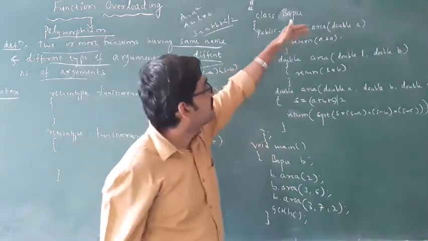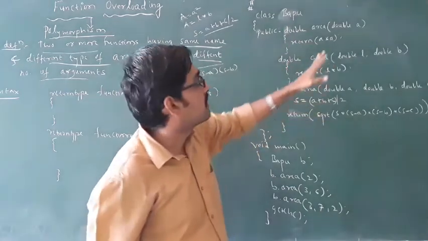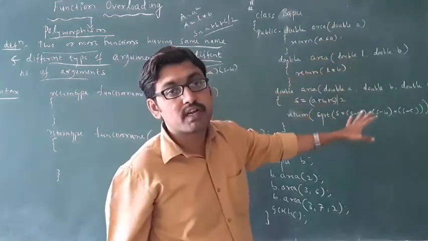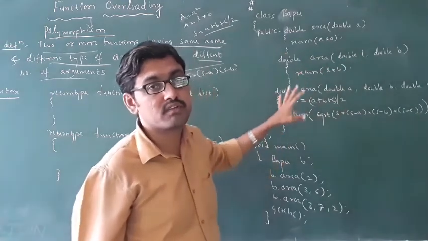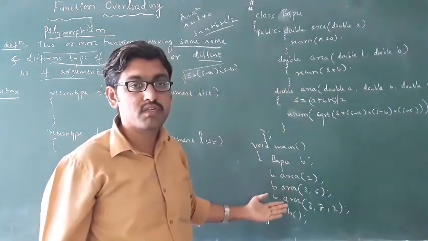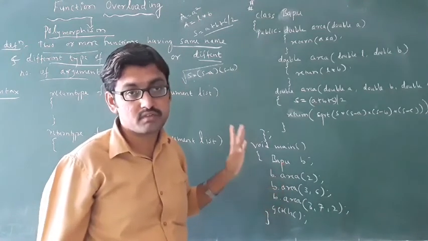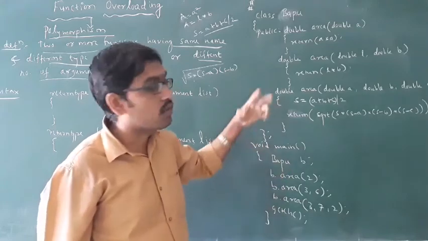See, very easy. If you take area, same function name, but you have to perform different activities, and you have to call these three functions. You have to call by using these three functions, by using the dot operator and the object. By using the object you have to call.